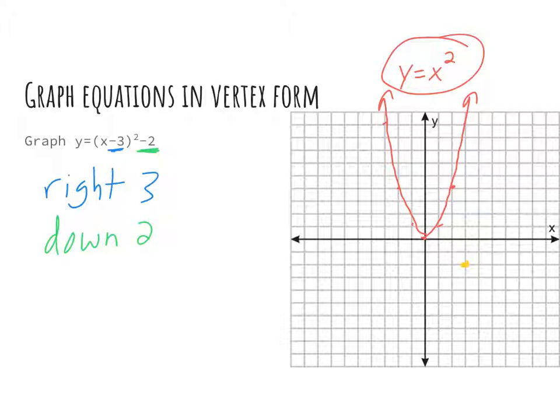Here's our new vertex. And then if you notice, the first set of points are up 1 and out 1 in both directions. Okay. And then up 3 and out 1. Okay. And so our new parabola is going to be right here. This is the graph of y is equal to x minus 3 squared minus 2. It's the y equals x squared graph, moved to the right 3, and then down 2.